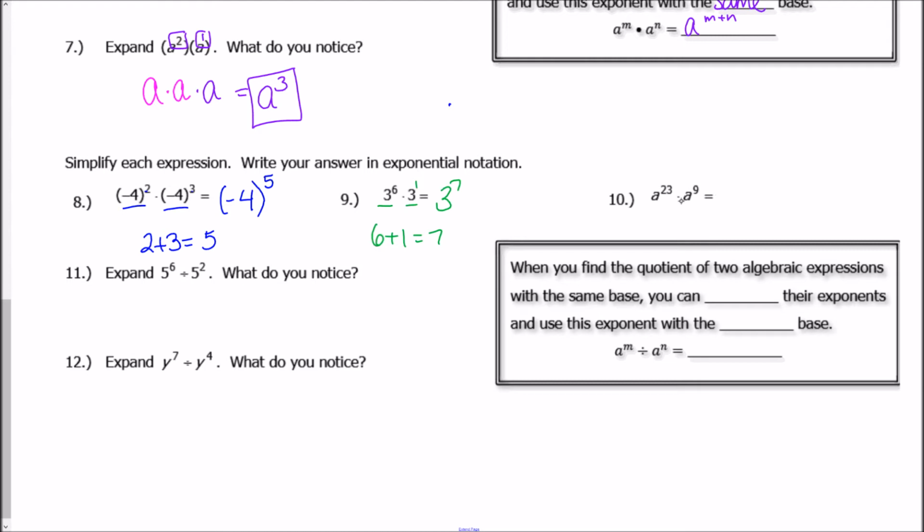And then in our last one, same thing, our bases are the same. I'm going to add 23 and 9 together. And when I add those together, I get 32. So it's 8 to the power of 32. Okay? All right, so let's take a look at number 11.